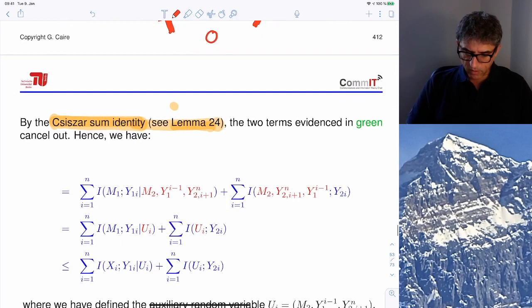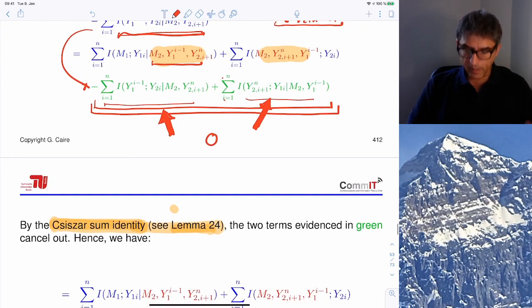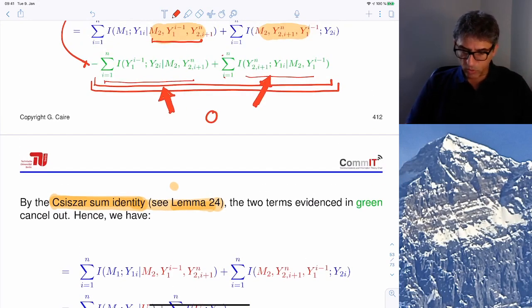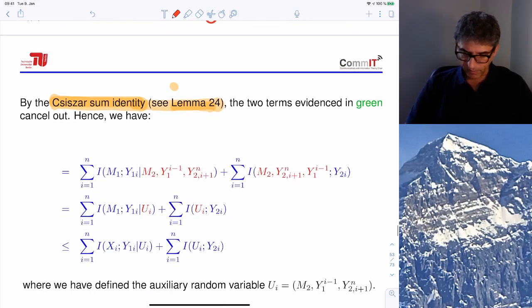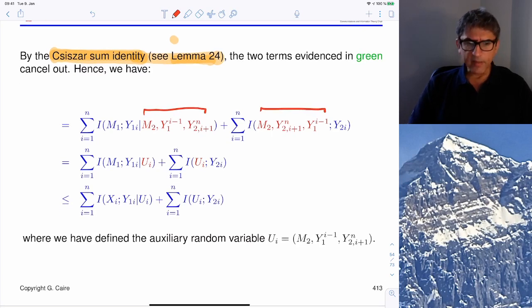Here, basically at the end, these green terms cancel by this sort of analytical miracle that is called the Csiszár sum identity. And we end up with just the blue and red terms that are rewritten here for simplicity. Now we clearly have these two terms identical, and they can play the role of the auxiliary random variable. So we can just call these U_i.